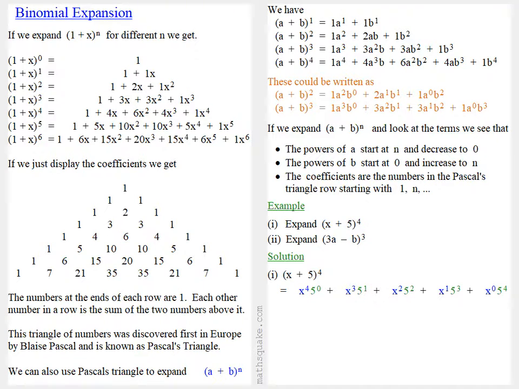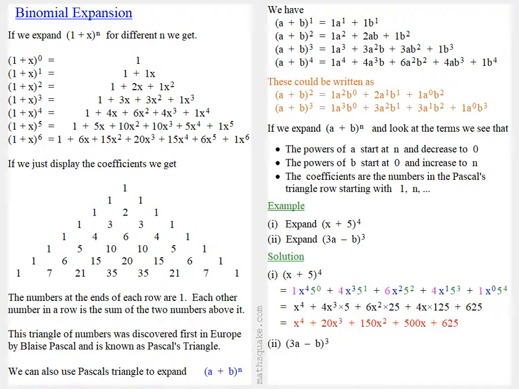And then we add in Pascal's numbers. Now they have to start 1, 4. So that is 1, 4, 6, 4, 1. We can now simplify that. This is x to the fourth plus 4x cubed times 5 plus 6x squared times 25 plus 4x times 125 plus 625, which is equal to x to the fourth plus 20x cubed plus 150x squared plus 500x plus 625.